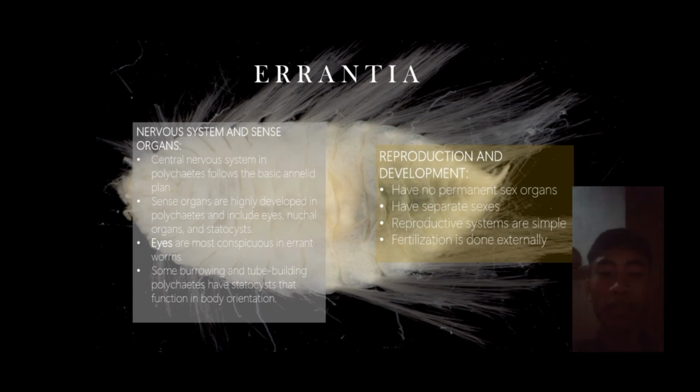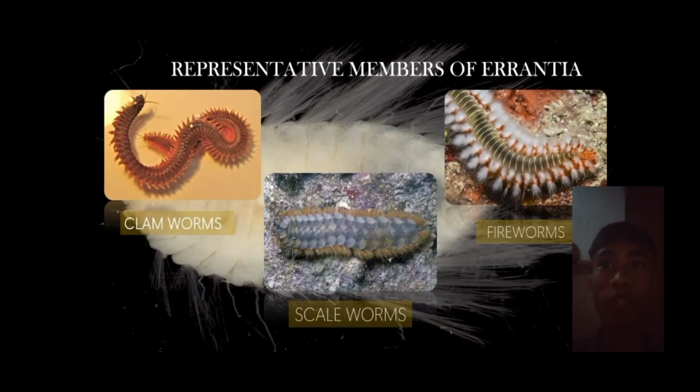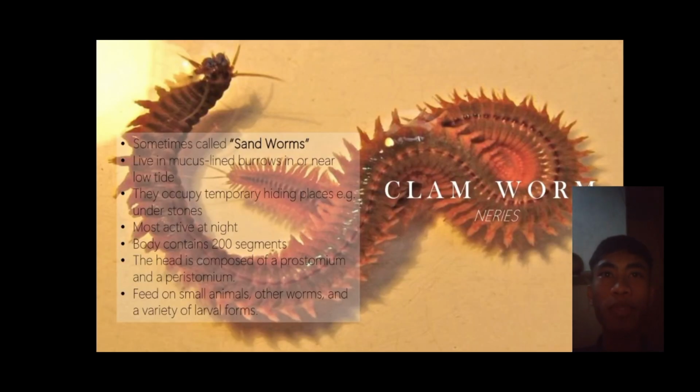fertilization is done externally. There are three representative members of Errantia: the clamworms, scaleworms, and fireworms. The clamworms are sometimes called sandworms. They live in mucus-lined burrows in or near low tide. They occupy temporary hiding places, for example, under stones. They are more active at night. They contain 206 segments in their body. The head is composed of a prostomium and peristomium, and they feed on small animals, other worms, and a variety of larval forms.